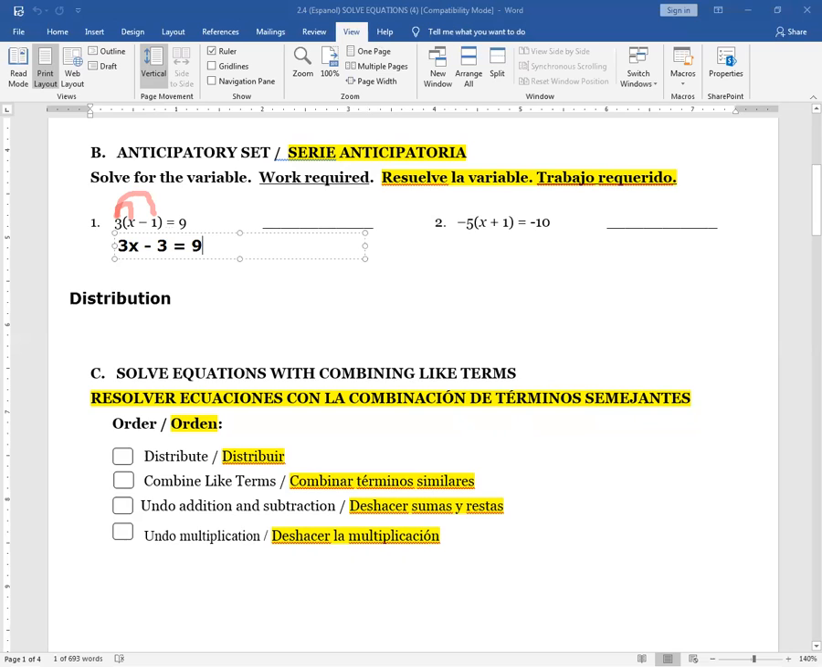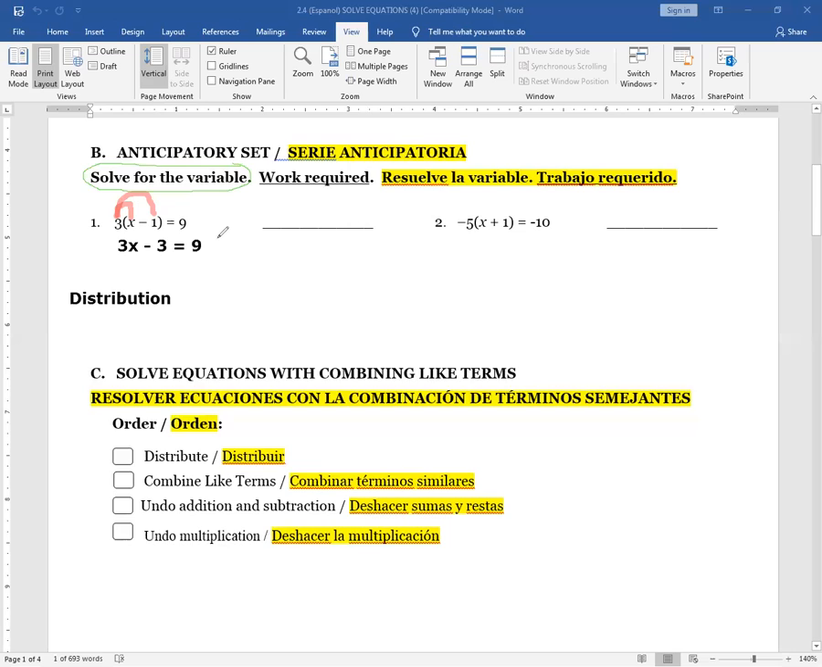Now, what we're going to do now is we want the x by itself. The reason we want the x by itself is because the problem says solve for the variable. Okay. And right now we have 3x, which is the variable expression. Negative 3, which is the constant, equals 9, which is a constant.